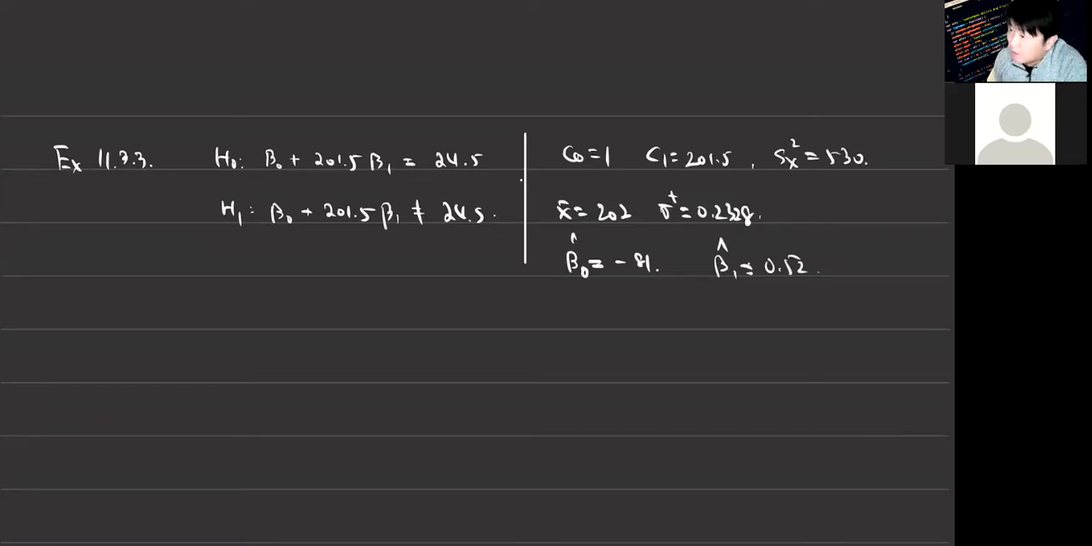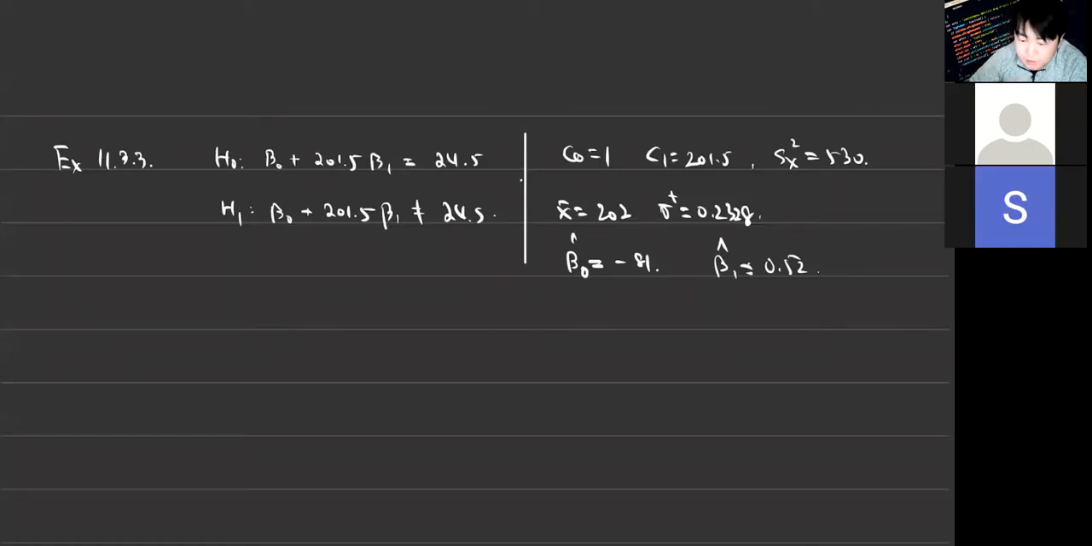Let me double check my number. Yeah, so all those things are given to you. And essentially, it really just comes down to plugging in the numbers and you just do it, right? I think there's a student that just joined late. So right now we're talking about example 11.3.3.